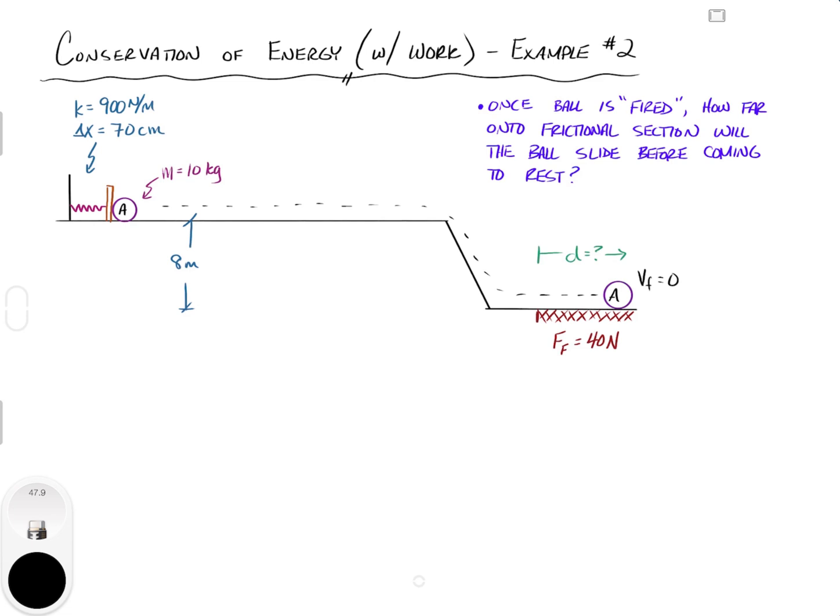For our second example regarding the conservation of energy with the inclusion of work, we have the following situation. We have a spring that has a spring constant of 900 newtons per meter, and we're told that it has been compressed by 70 centimeters from its resting length. We've placed a 10 kilogram ball in front of that, and we are about to fire that ball forward. And all of this is taking place on top of an, let's say, 8-meter high hill.